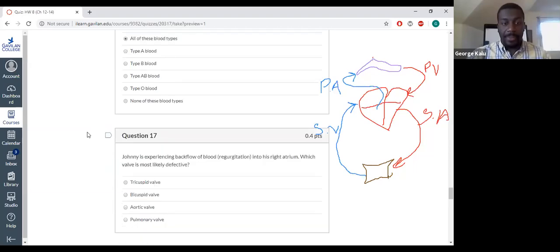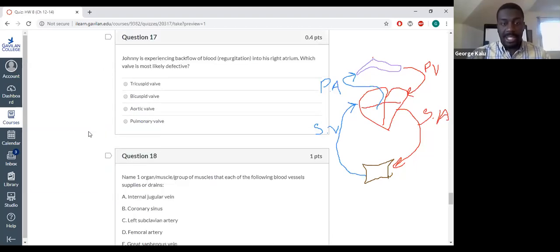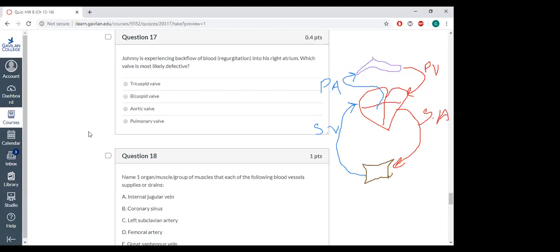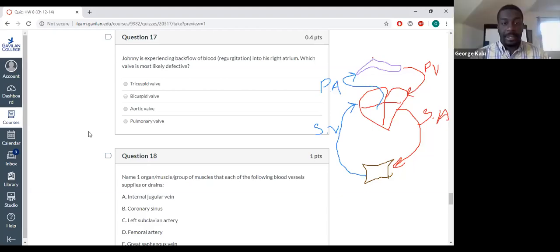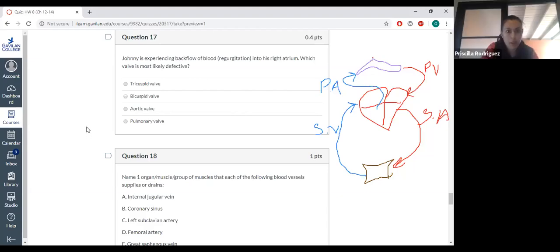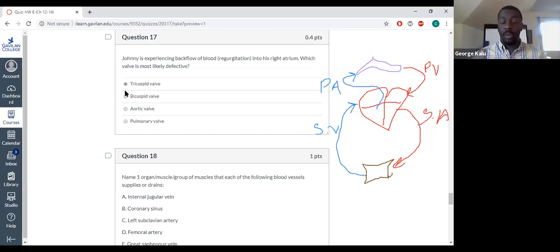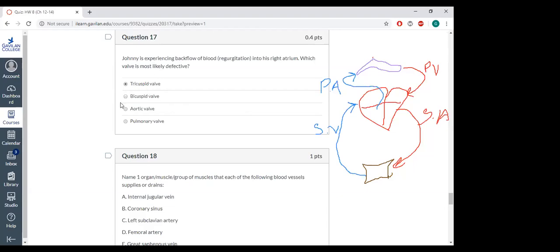Okay, that's number 16. Number 17, so Johnny is experiencing backflow of blood or regurgitation into his right atrium. Which valve is most likely defective? Tricuspid, bicuspid, aortic, or pulmonary valve? Tricuspid. The tricuspid valve, right. So the tricuspid valve is normally supposed to allow blood to run from the right atrium to the right ventricle. If it's defective, okay, it's not going to be closing properly, and so blood is going to end up flowing back into the right atrium. Okay, so that's the tricuspid valve.